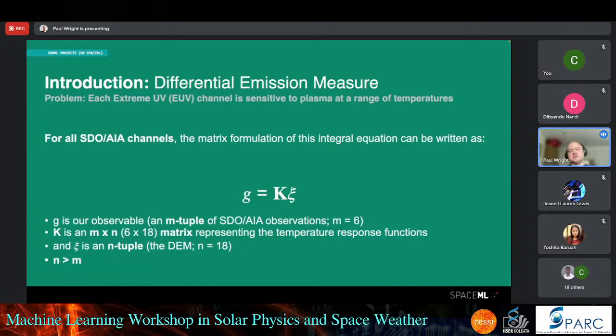So for all SDO AIA channels, the matrix formulation of this can be written as G equals K eta. G is our observable, so it's an M-tuple of SDO observations, so 6. K is the M by N matrix that represents the temperature response functions. And eta is the N-tuple, so it has 18 temperatures; you want to recover the temperature distribution over 18 temperature bins. From this formulation, a naive way to determine the DEM is to just invert K, right? If you take it to the other side, you'll just recover the distribution. However, due to the nature of the problem, there is significant noise amplification.